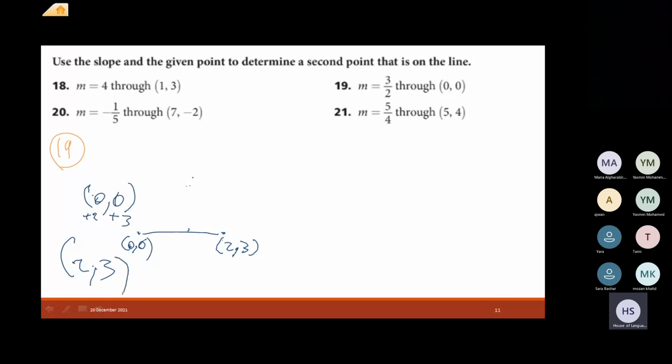So now, she said that the slope is 3/2. So this is the delta y and this is the delta x. So she adds to y the delta y, to x the delta x, and the answer is correct. Thank you.